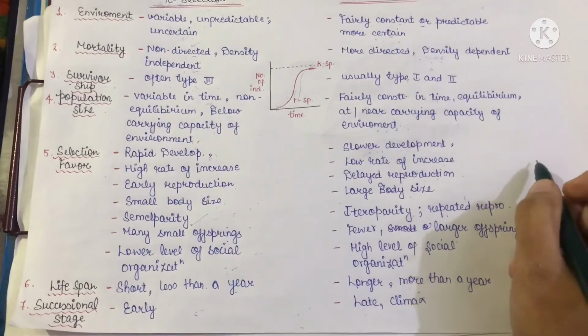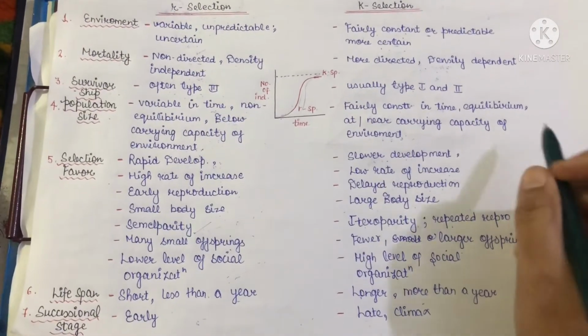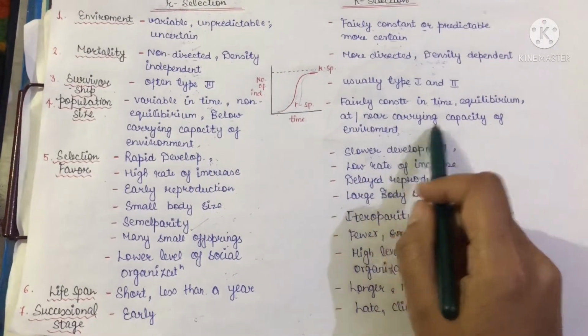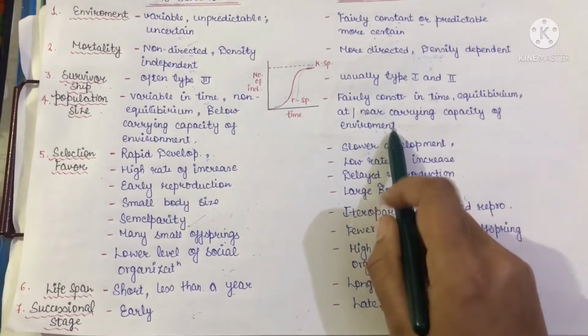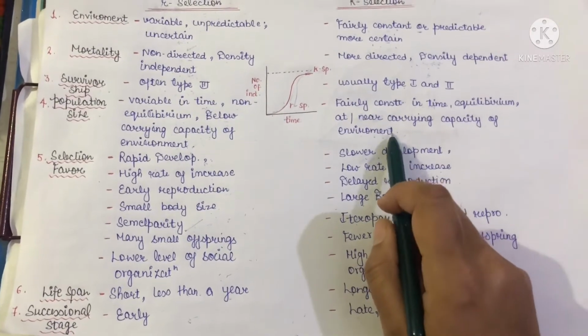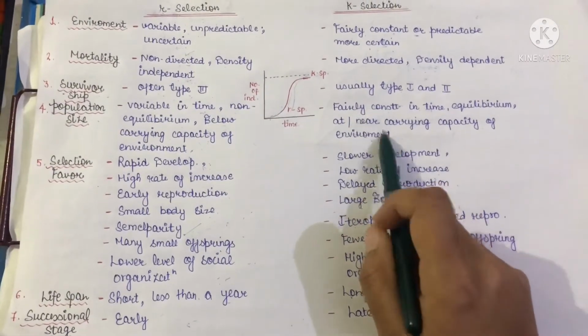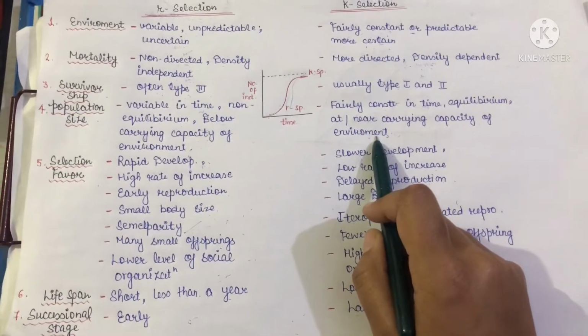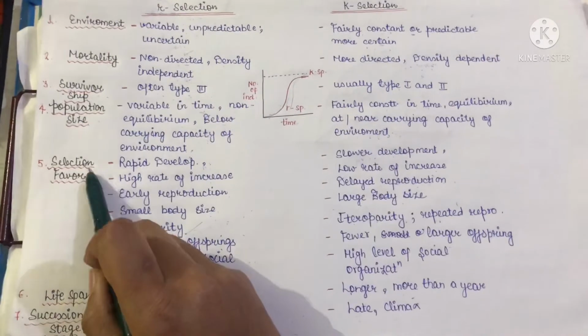But in case of K selected species, the population size is at or near the carrying capacity of the environment, that is, their survival rate as well as the parental care in the K selected species is high, so they attain the carrying capacity, right? So next step, selection favor.